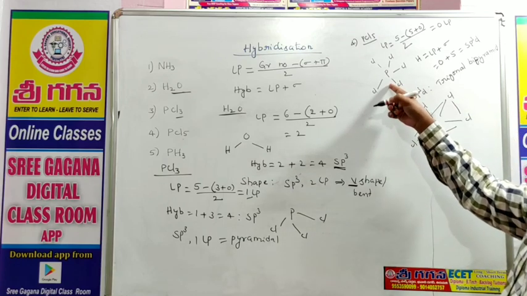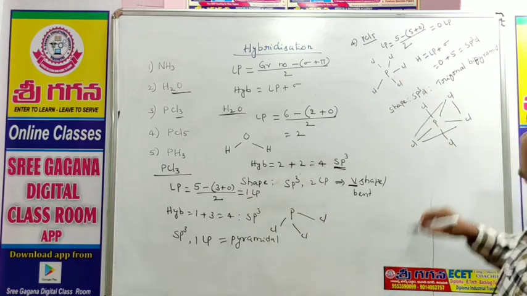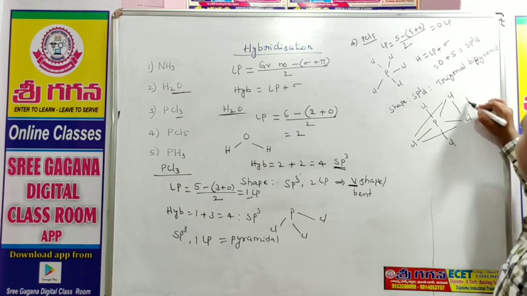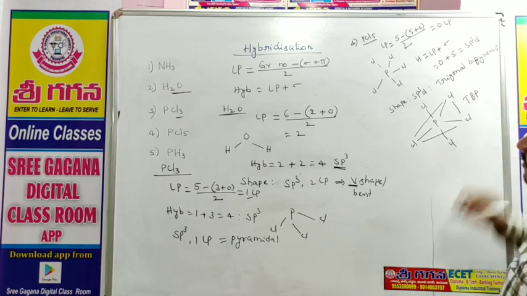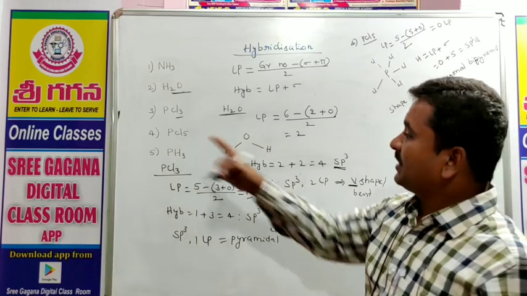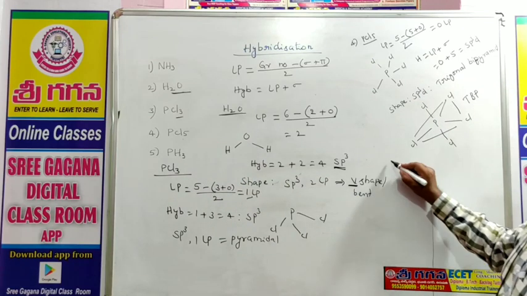This is a rough structure just to find out the number of sigma bonds and pi bonds. This is the actual structure. This is trigonal bipyramid.